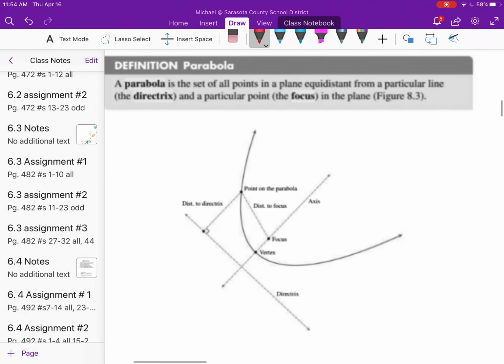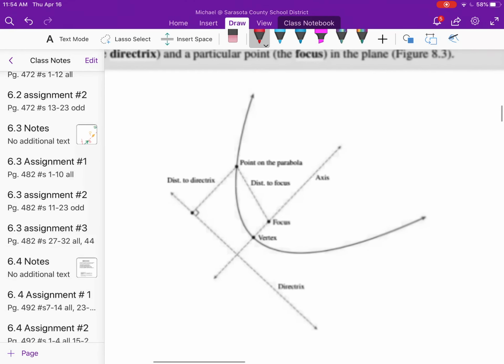In this diagram, which is directly from your book, what I want to look at here is the idea of this focus, the directrix, and the vertex. So as you can see, here's our focus. As I told you before, it is on the axis of symmetry. This guy here is our vertex.